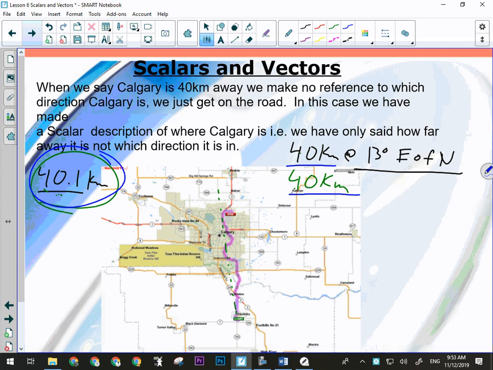But we get that impression, right? We see that extra information and automatically we say that one's more accurate. Accuracy comes from measurement. I haven't measured that 40 kilometers any more accurately in the vector description than I did in the scalar description. Everyone follow me there on the difference between accuracy and detail?